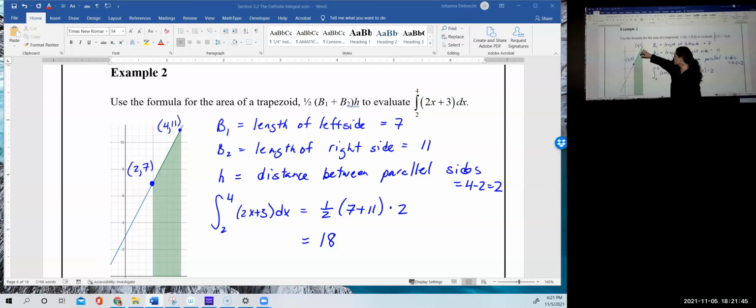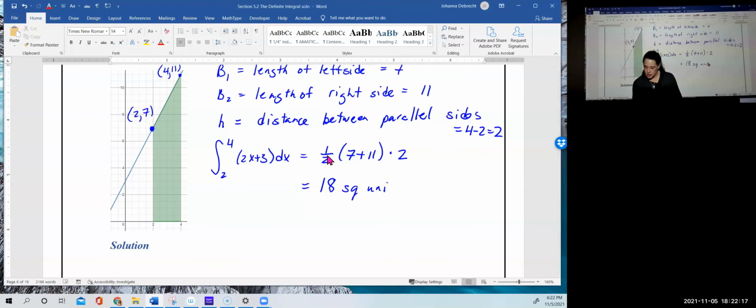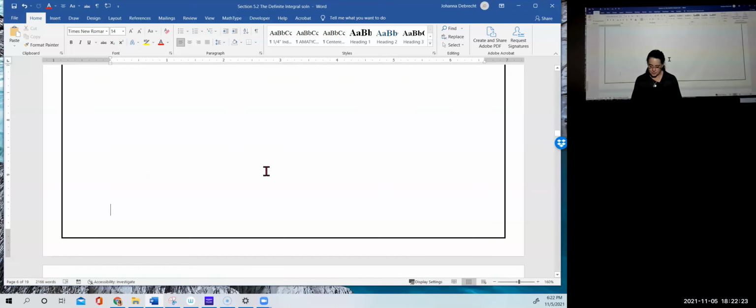I did the same process to find the length of the right side, which I found to be 11. Then I was able to look at the bottom to find the distance between the two parallel sides, which is the distance between 4 and 2, or 4 minus 2, which gave me 2. When I plugged it into the formula, I found that the value of the definite integral from 2 to 4 of 2x plus 3 dx is 18. 18 what? 18 square units. This is area. So this represents the number of square units that we have. Let's take a look at the next example.